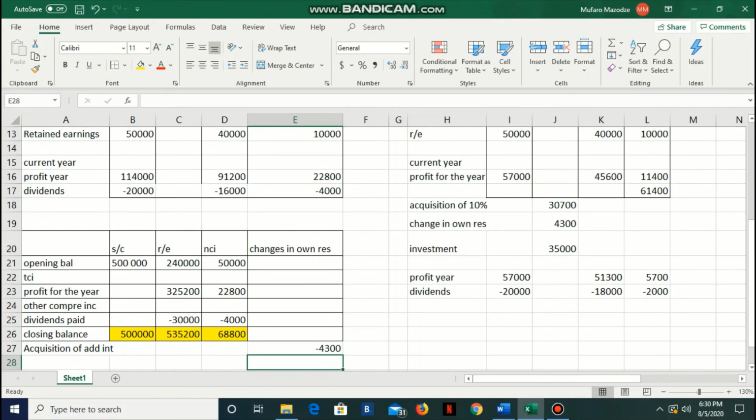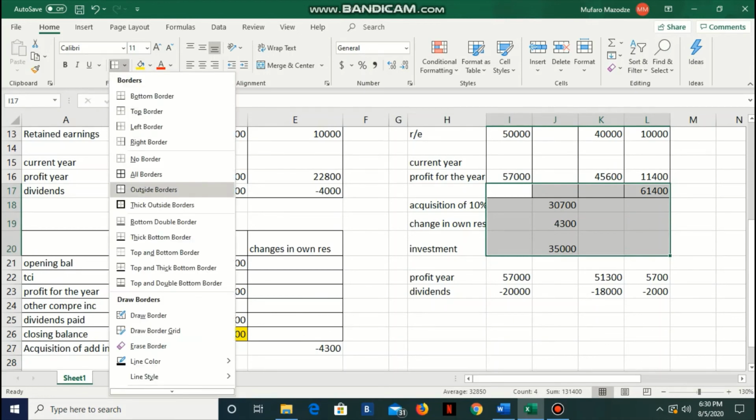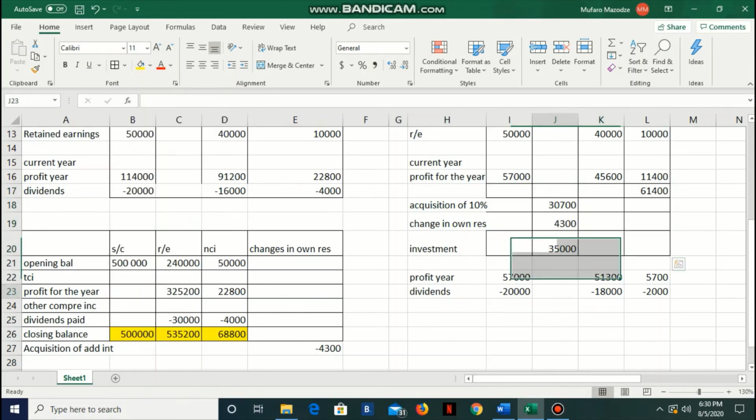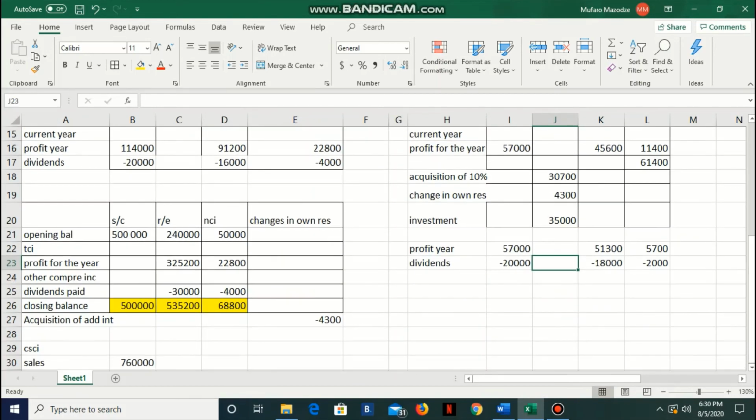Let me just make this look neater. I need borders here. It's going to make it all borders. There we go. And borders here as well.